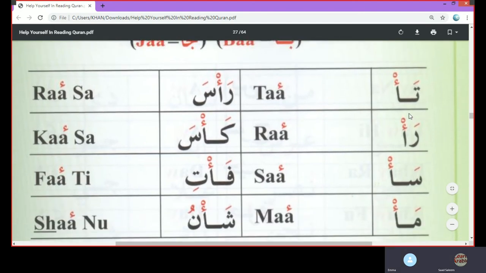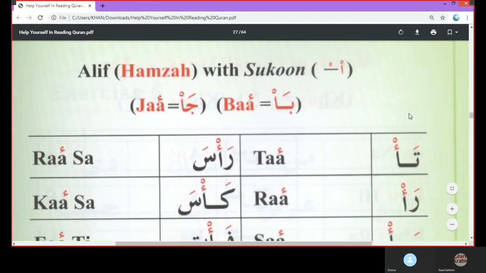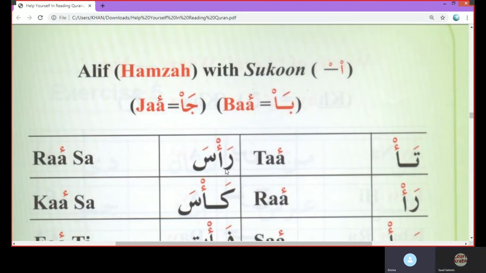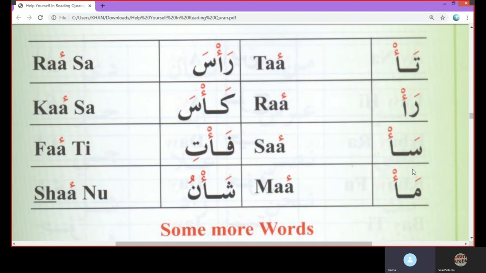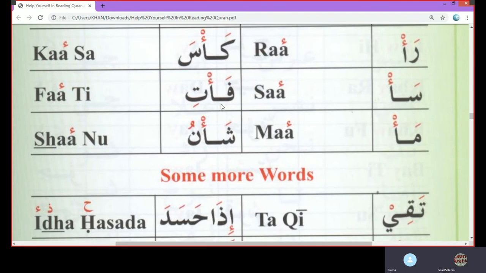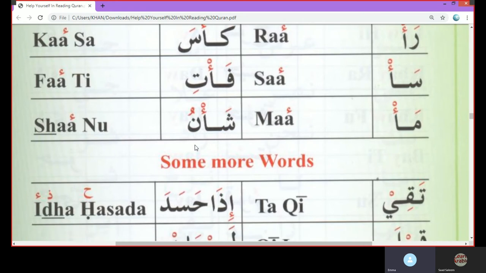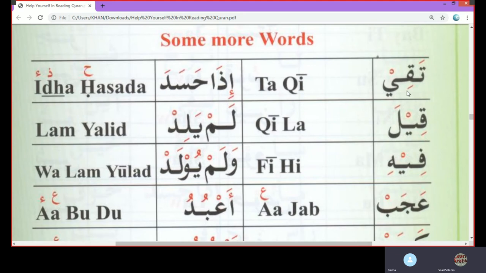Start it. Or do you want me to do step by step? It is up to you. Okay, so ta. Rasa. Kasa. Fati. Sha. No. Taki. Now look, here we have kasra plus ya sukoon. So this is ya madda, not simple ya. Taki. Okay.